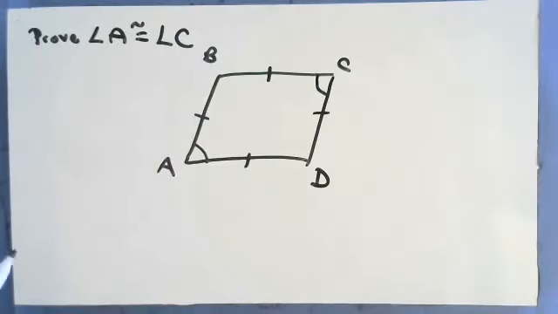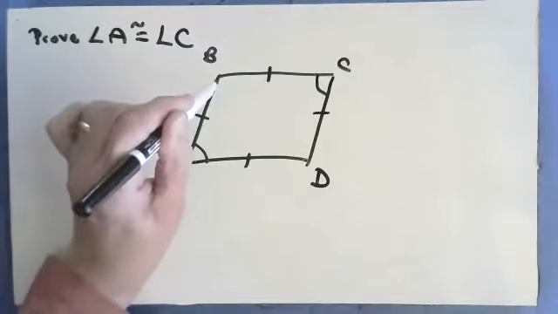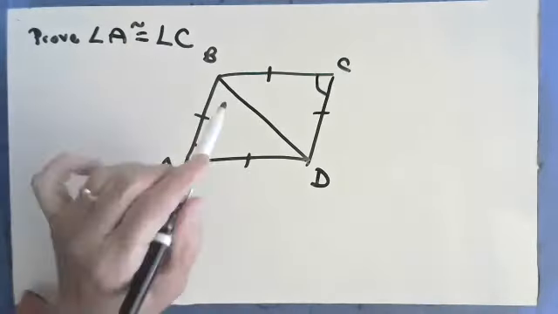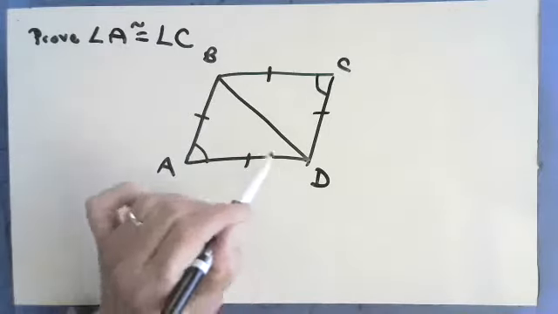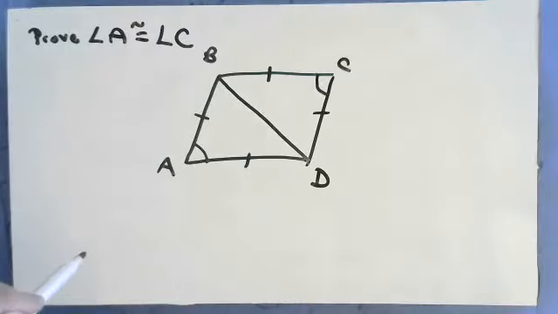The hint that I gave you was to draw a line. And you can draw lines anywhere on this, but the one that's going to help us is this line right through there. Because as soon as we draw that, we've created two triangles as part of that rhombus.